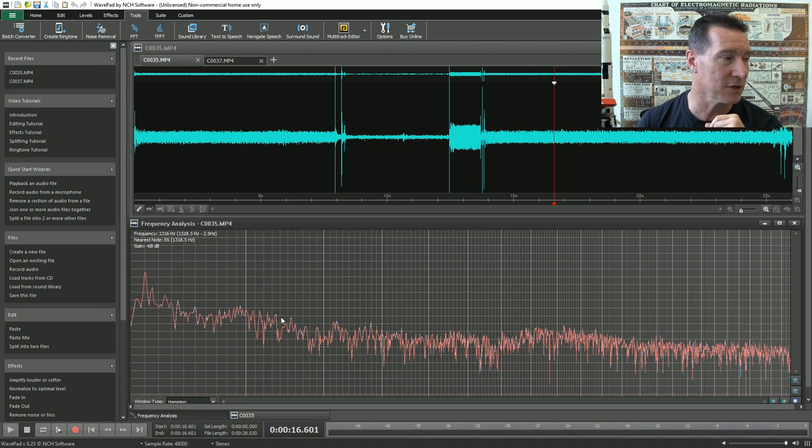And we can see the spectrum down the bottom here. Now, I'm using NCH WavePad here, Australian software. I don't know why they don't annotate these axes on here. So anyway, it's frequency, and we can see the frequency on the cursor. You can see it here.